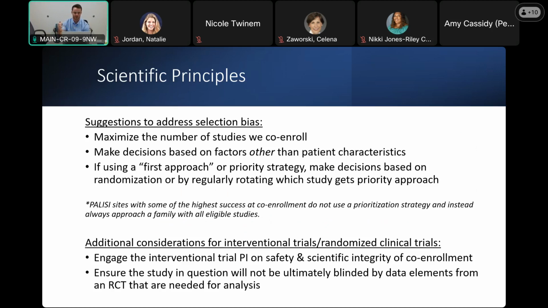Additional considerations for interventional trials or randomized control trials: engage the interventional trial PI on safety and scientific integrity of co-enrollment, and ensure that the study in question will not be ultimately blinded by data elements from another trial that are needed for analysis.